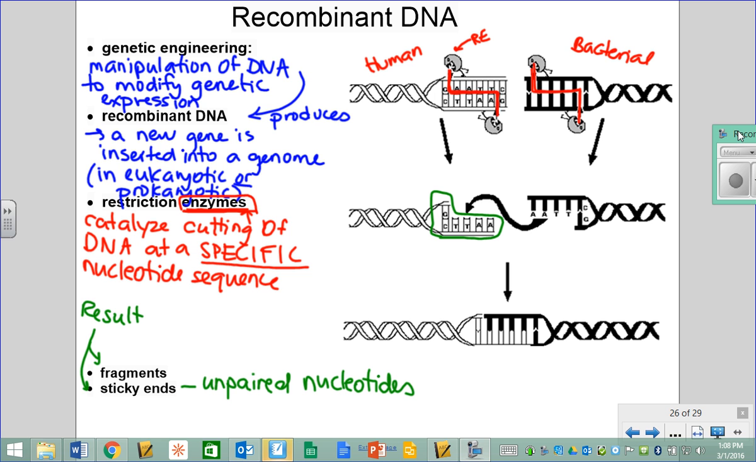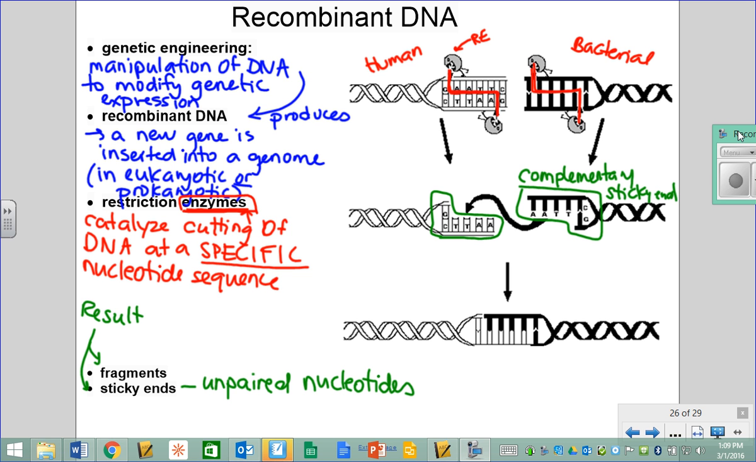Now on the sample of human DNA, I will have a sticky end. On the sample of bacterial DNA, I will have the complementary sticky end. So these restriction enzymes will cut two samples of DNA the same way, so that if I were to put them together, they would complement each other. And that's where we get the word sticky from. We're saying that these two ends will stick together. They complement each other.